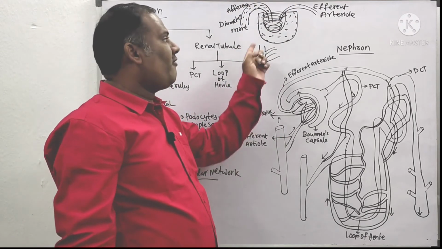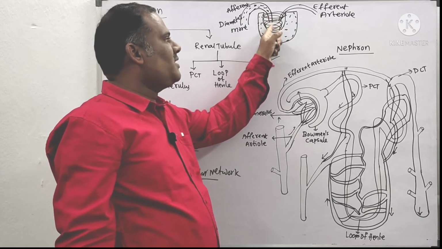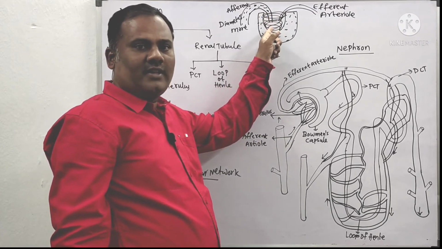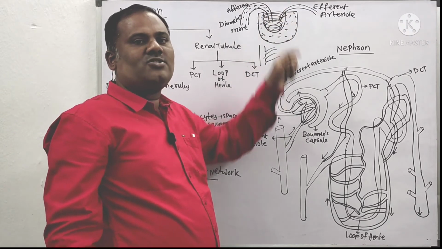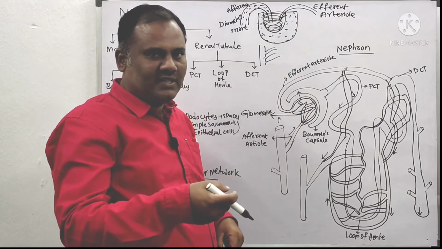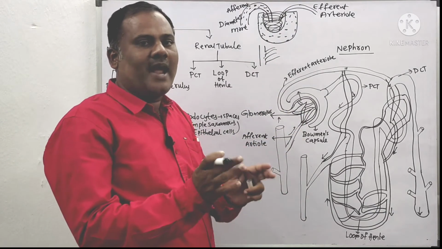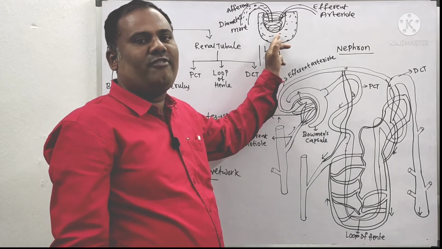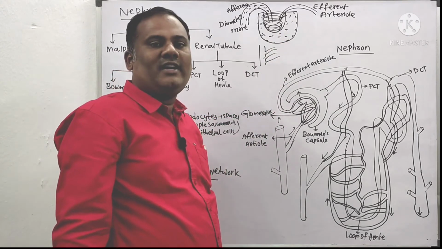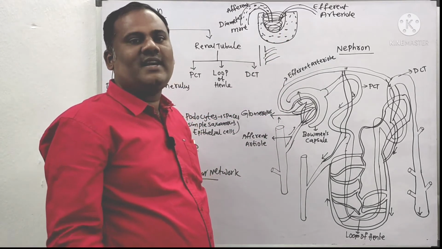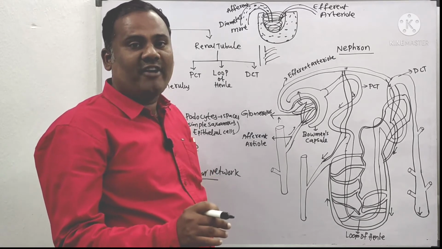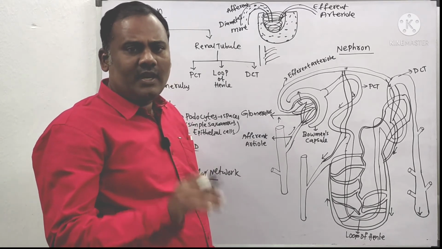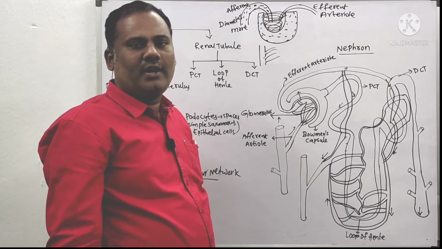Quite naturally, when the diameter is more, it is pouring in a large quantity of blood, whereas here the diameter is less, so it takes much time to collect such blood. In the meanwhile, some time is available, which helps the Bowman's capsule to filter that impure blood. That is the reason the diameter of the afferent arteriole is more than the efferent arteriole.